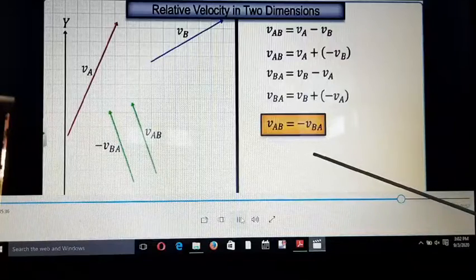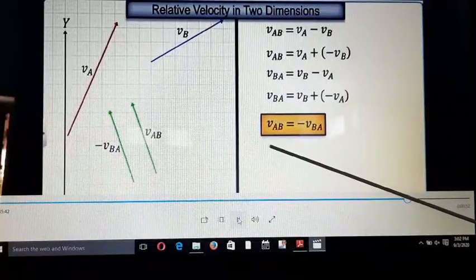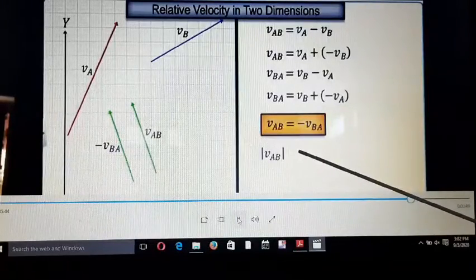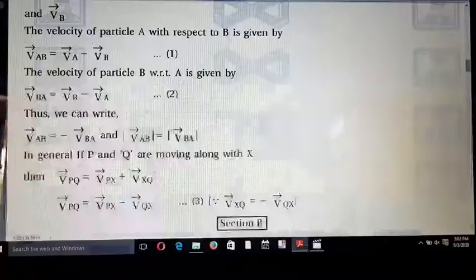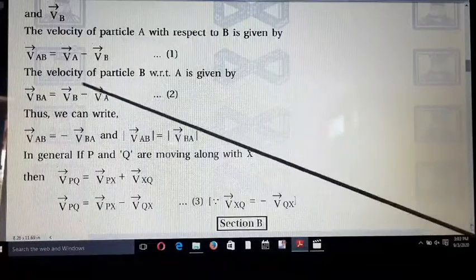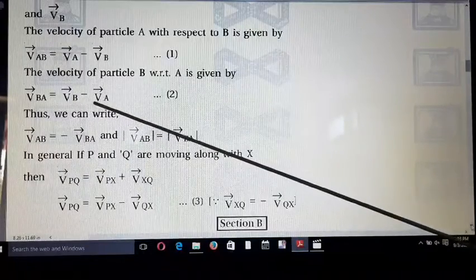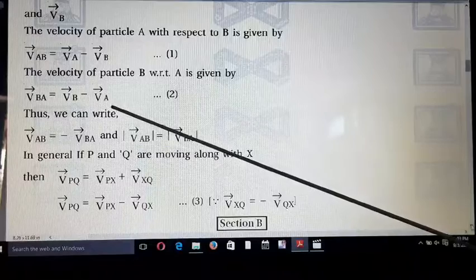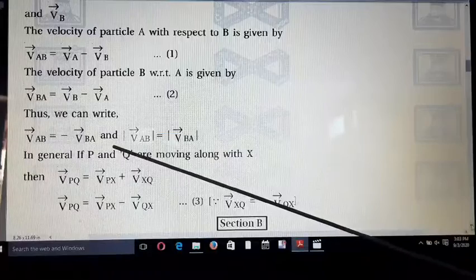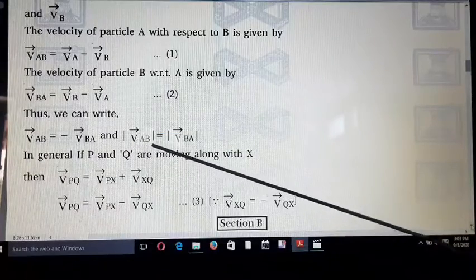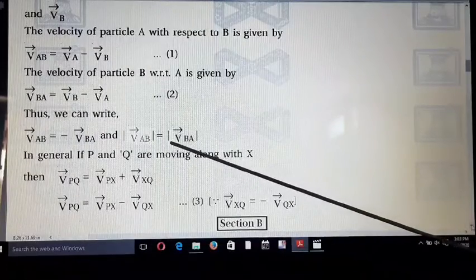But the magnitudes of both vectors are the same, which means mod Vab is equal to mod Vba. Look here. The velocity of particle B with respect to A, given by Vba, is equal to Vb minus Va. But we proved that vector Vab is equal to minus vector Vba, and mod of vector Vab is equal to mod of Vba. This means the magnitudes of both vectors are the same.